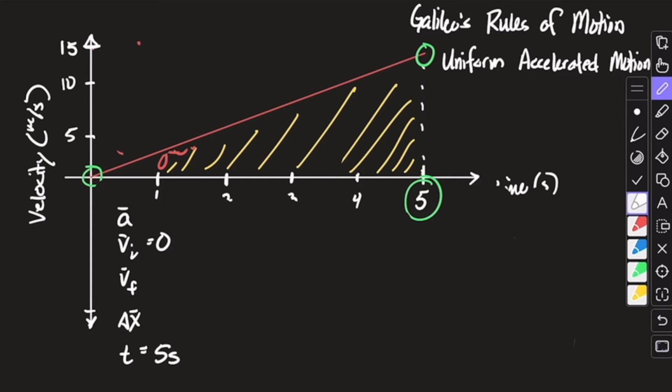And we know that at the end of the interval, the object's traveling 15 meters per second. All pieces of information that have been given to us by just looking at the graph. But we've actually been given more information than that. From the graph itself, we can look at the slope and figure out what the acceleration is.